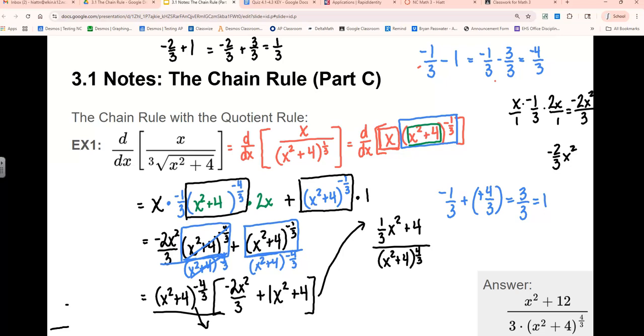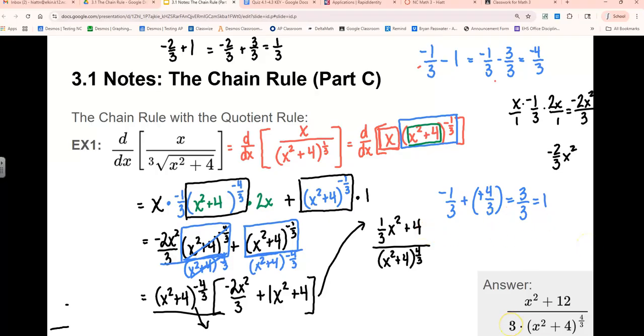All right, so we'll stop for a second, let everybody assess where we're at. Any questions so far? All right, so looking at the answer, I'm close. They're pretty much never going to leave a fraction inside of a fraction. What do you guys think they did here to get an x squared plus 12 instead of a 1/3 x squared plus 4? Multiply by 3.